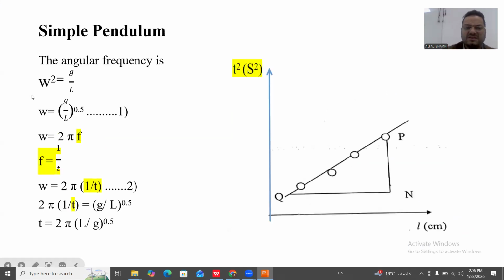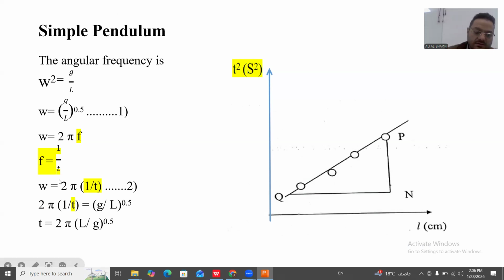Where do I get it from? From the angular frequency. The angular frequency squared equals acceleration divided by L. Let me say the angular frequency equals the square root of acceleration divided by L. And let's write another formula for angular frequency using the frequency: angular frequency equals 2 pi f. When frequency equals the inverse of the time, that means angular frequency equals 2 pi multiplied by 1 divided by t.